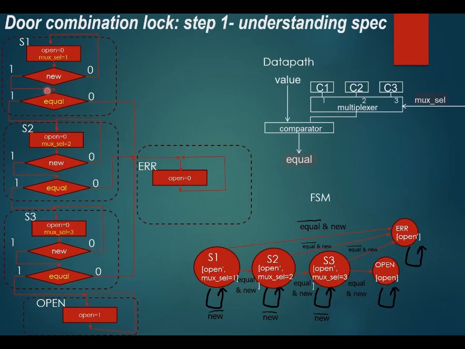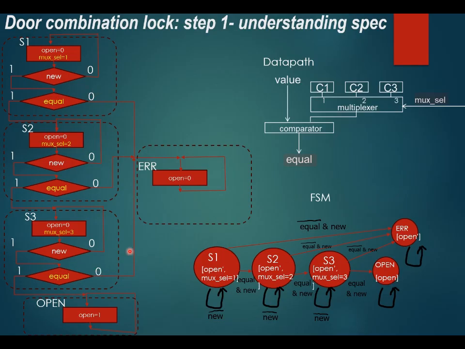This means when equal is true in state 1, that already means the user-entered digit and C1, the expected correct code number 1, are equal. Then it will move to the next state. So the equal signal in S2 means something different from the equal signal in S1. The equal signal in S2 means the value entered by the user is equal to C2, because mark select in this state selects number 2 to be compared. Same explanation for S3.